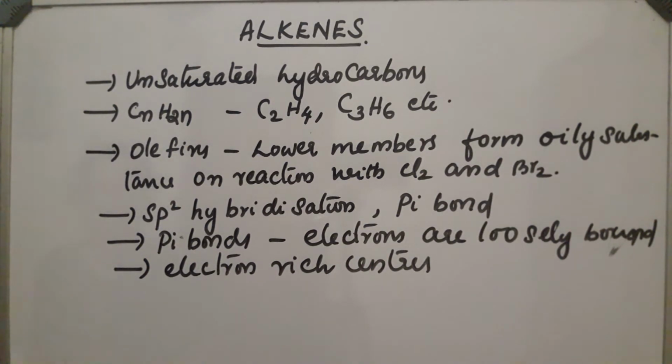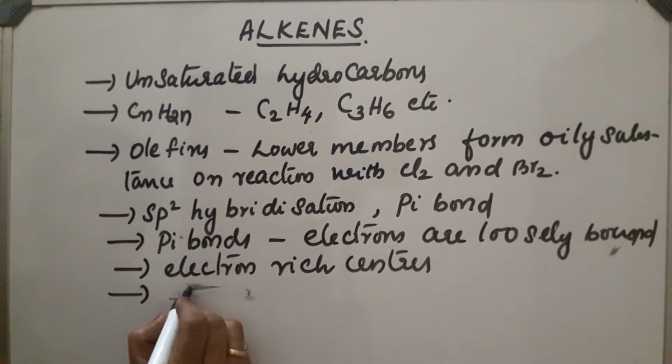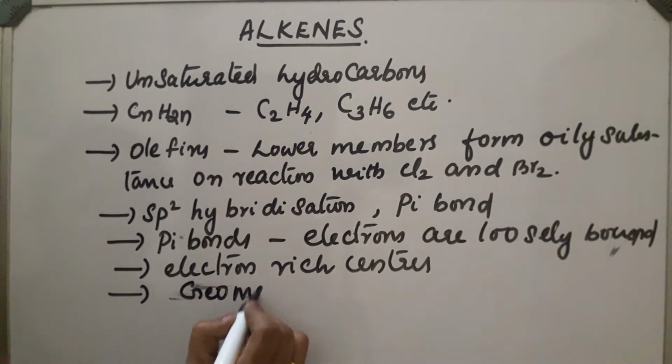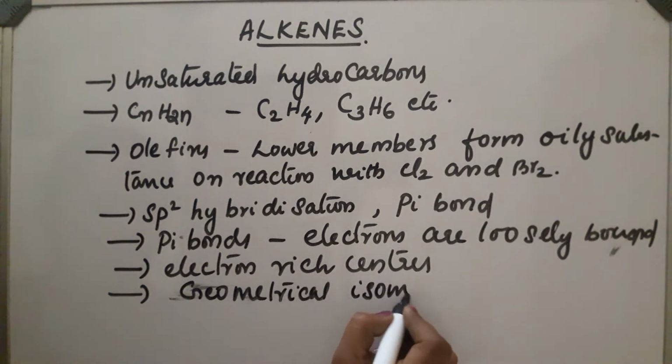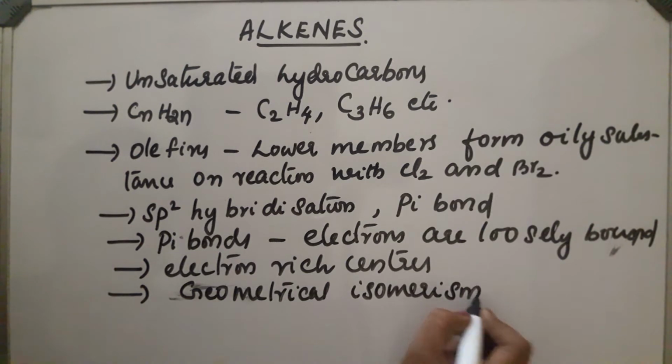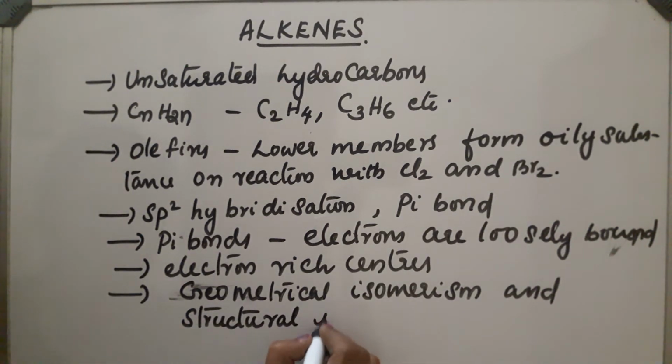Next, isomerism. In alkenes, two types of isomerism are possible: geometrical isomerism and structural isomerism. Structural isomerism we already discussed, with compounds like 2-butene, 1-butene, etc.